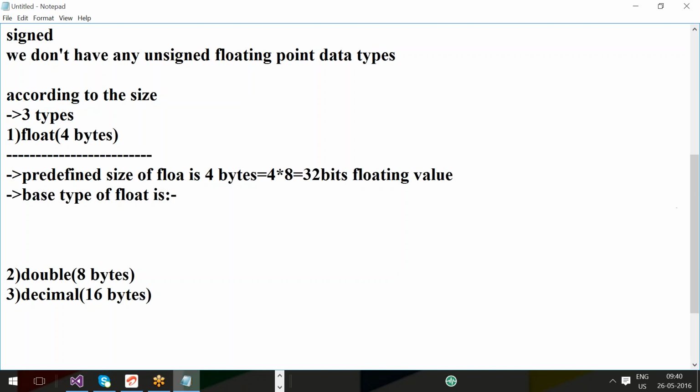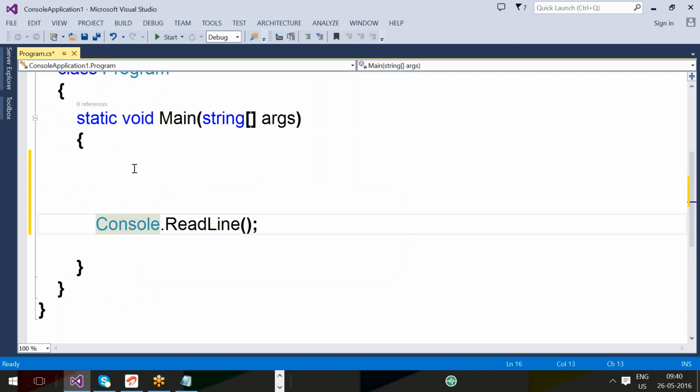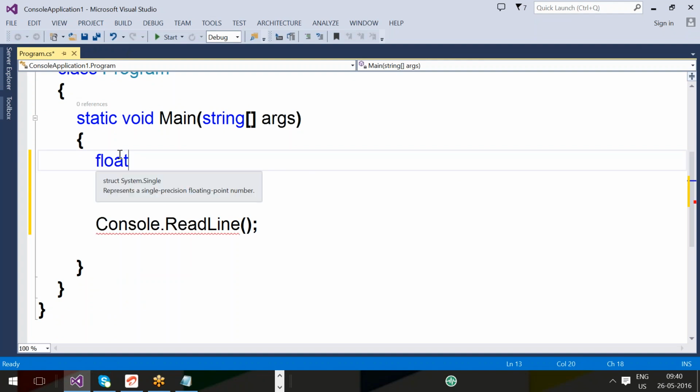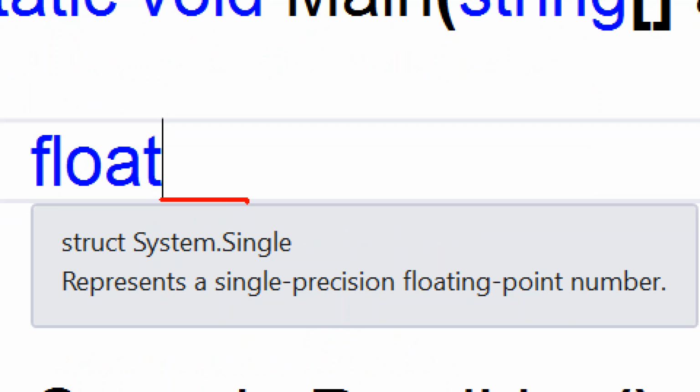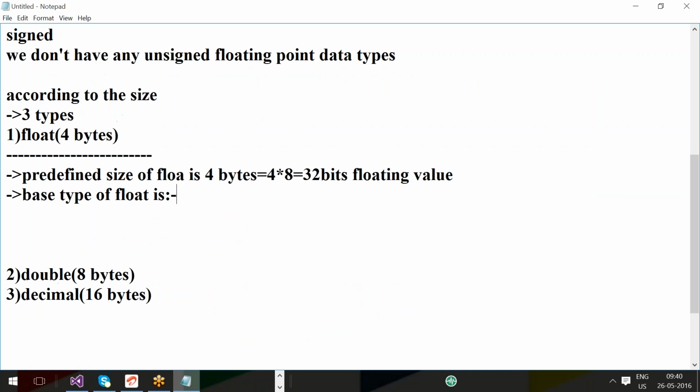System.Single. Now you see float, you type float in your code window, then you can see float base type is System.Single. So by this we can say the base type is System dot what is that? Single. System.Single is the base type for float.